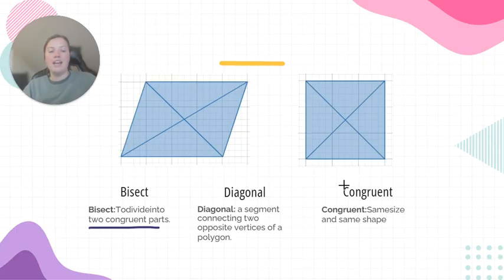And then, if they do bisect each other, then that means that they're going to be congruent. They're going to be the exact same size. So if it is true that these line segments, these diagonals bisect each other, then that means that they are going to be congruent on either side. They're the same size because they split directly into two.